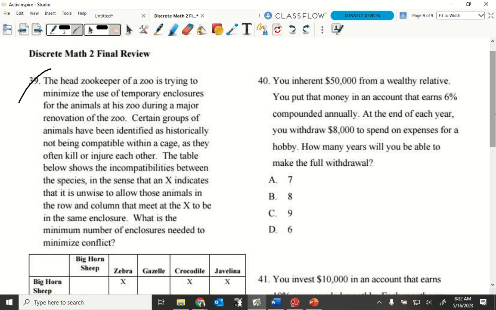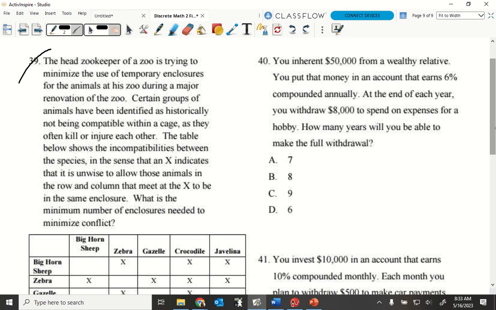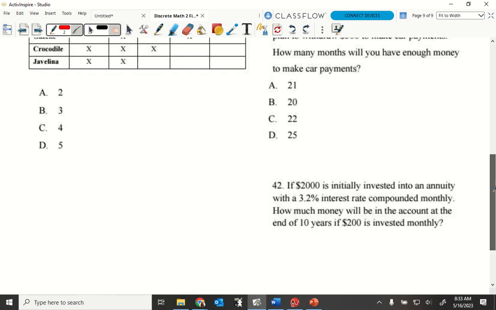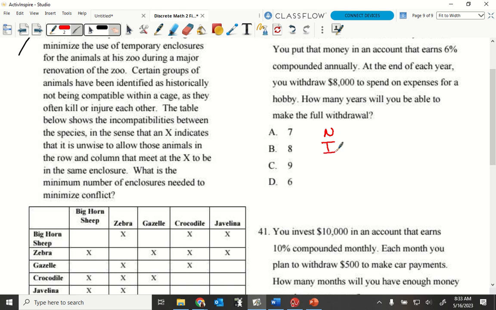40 is going to be another finance solver. Now, on 40, this is a different type of finance solver, but it's the same thing. It's still a finance solver. So, let's go through. Let's start off with, on my list, N, I, PV, PMT, FV, PPY, CPY, and N.